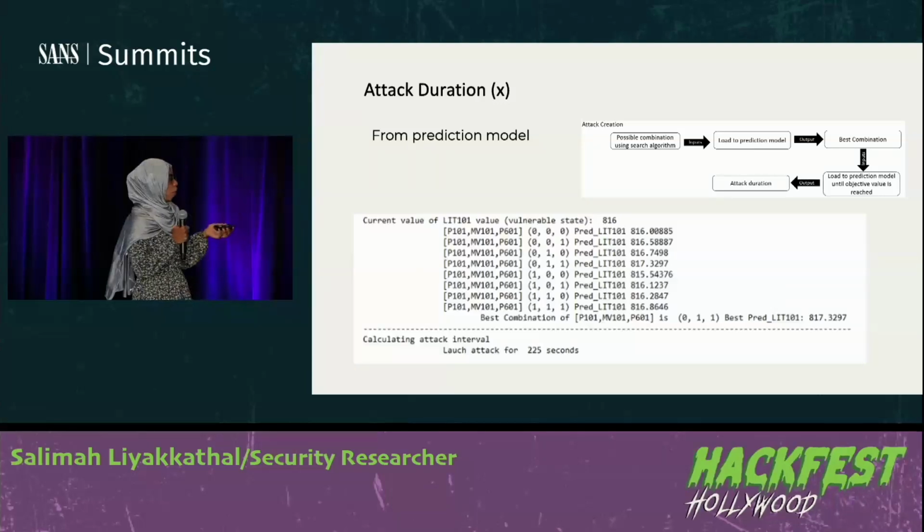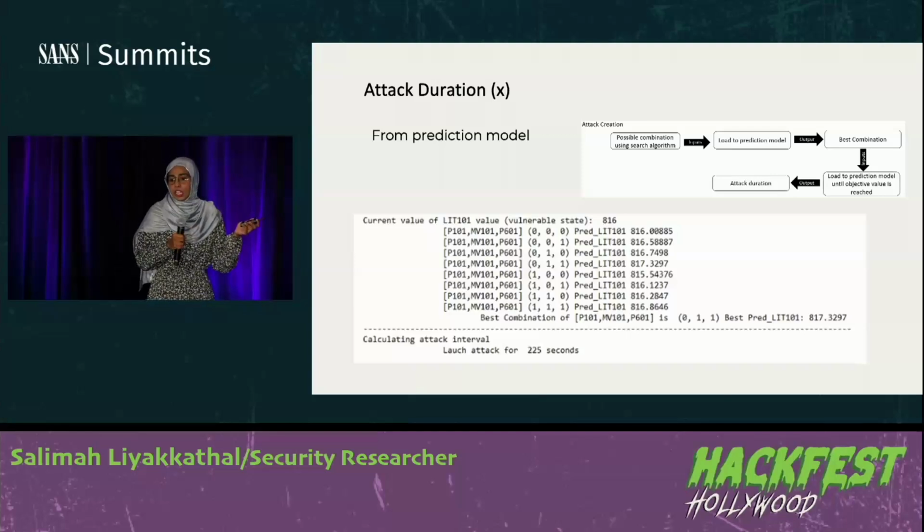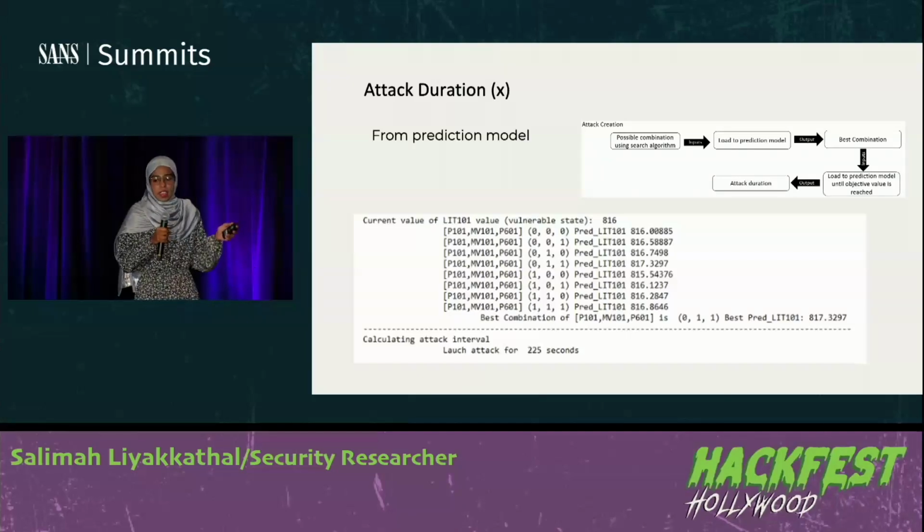But if you look at row 4, you can see that when it's 010, 011, the predicted value is at 817. So for this case, the objective is to increase the water level in the tank, and this will be the best combination to use. What this model is trying to say is that when the water level is 816, the best combination to use is 011, and the predicted value will be 817.